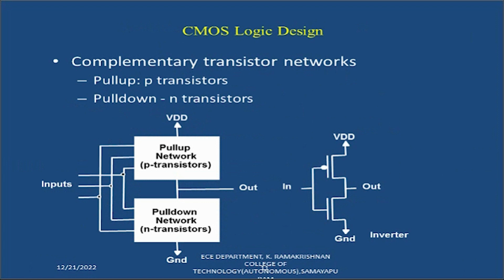This figure describes the CMOS transistor networks. Normally the P transistor is called a pull-up network, and the N transistor is called a pull-down network. If we combine both of them, we get a CMOS inverter. Using that CMOS inverter, we get the output as the inverted output of the given input.